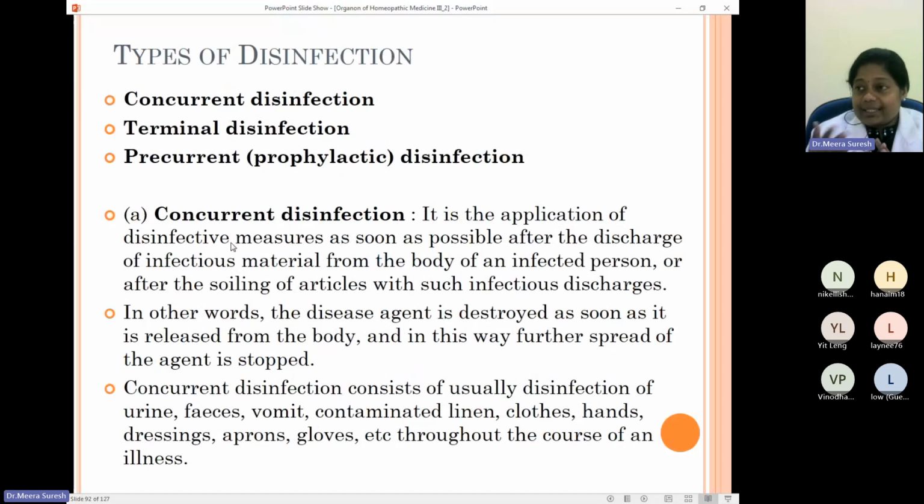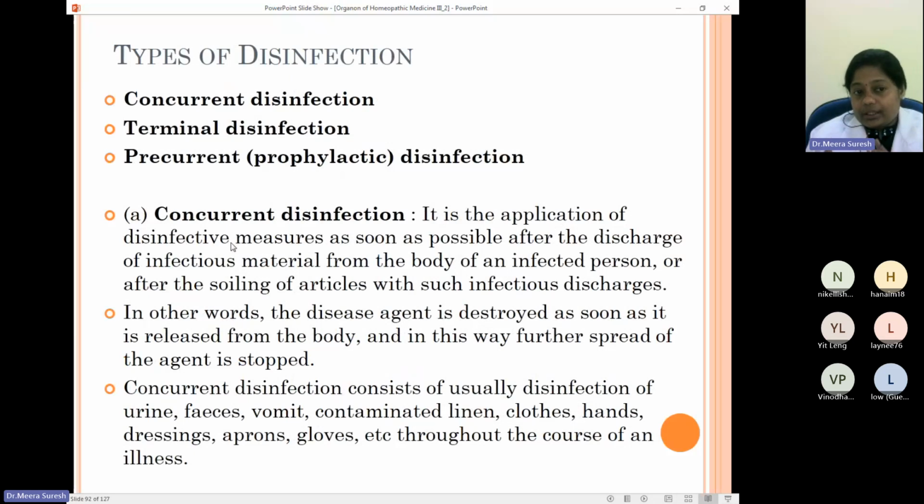The second one is terminal. Terminal means towards the end. So this disinfection should be happening towards the end. And the last one is precurrent. From the word precurrent, it is difficult to differentiate unless we connect it to the word concurrent. Or we can go for the second word, prophylactic, which means a preventive type of disinfection.